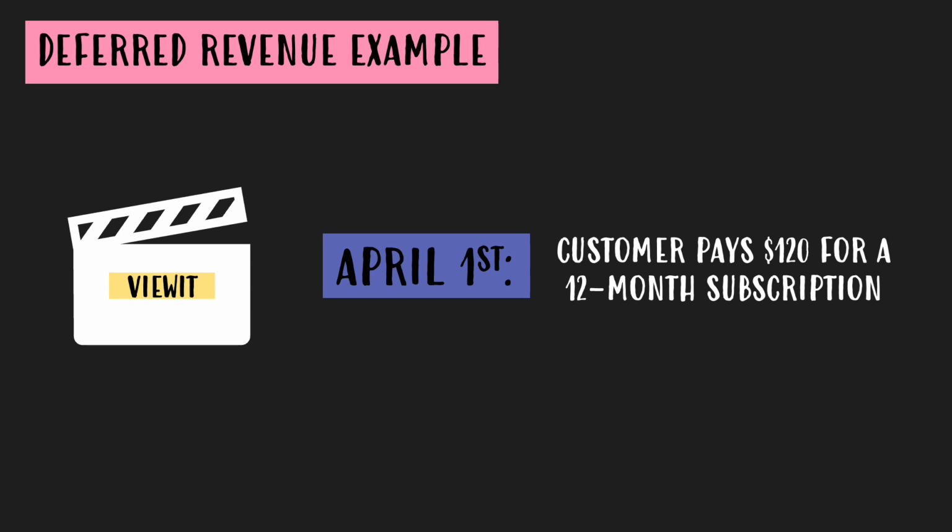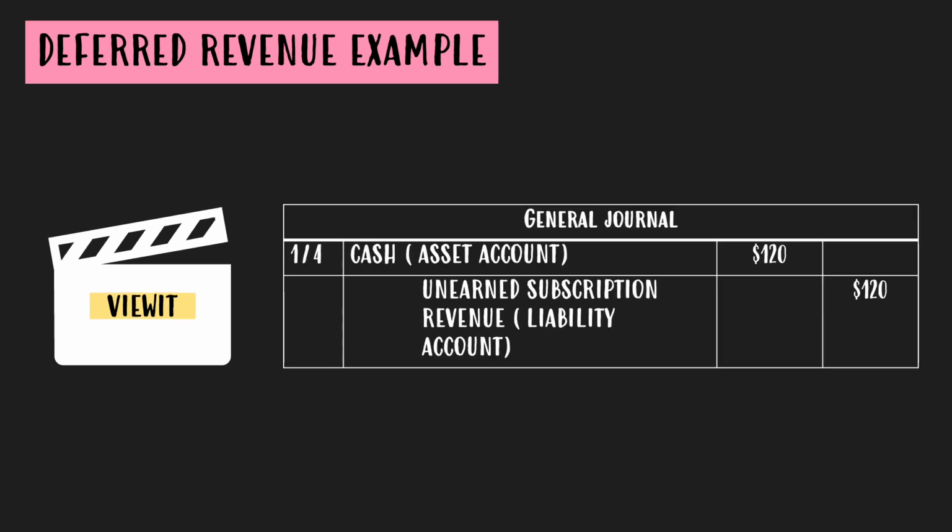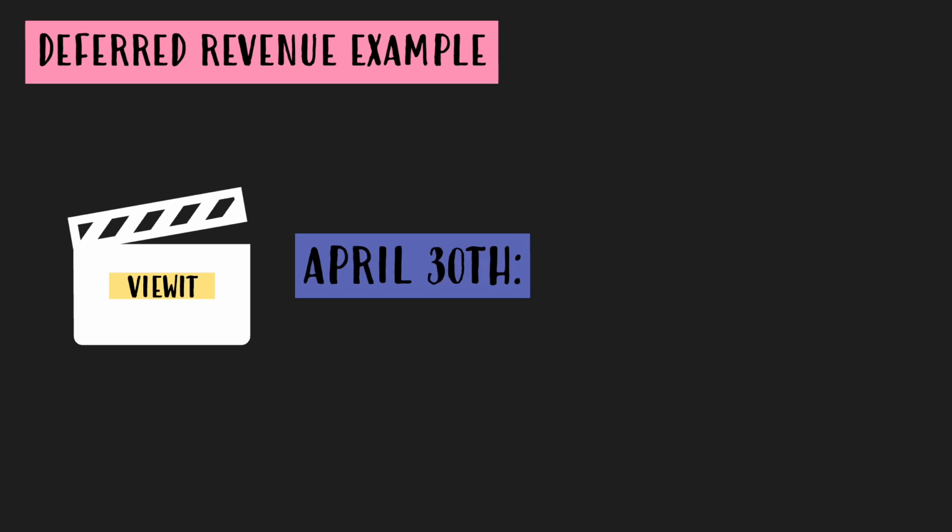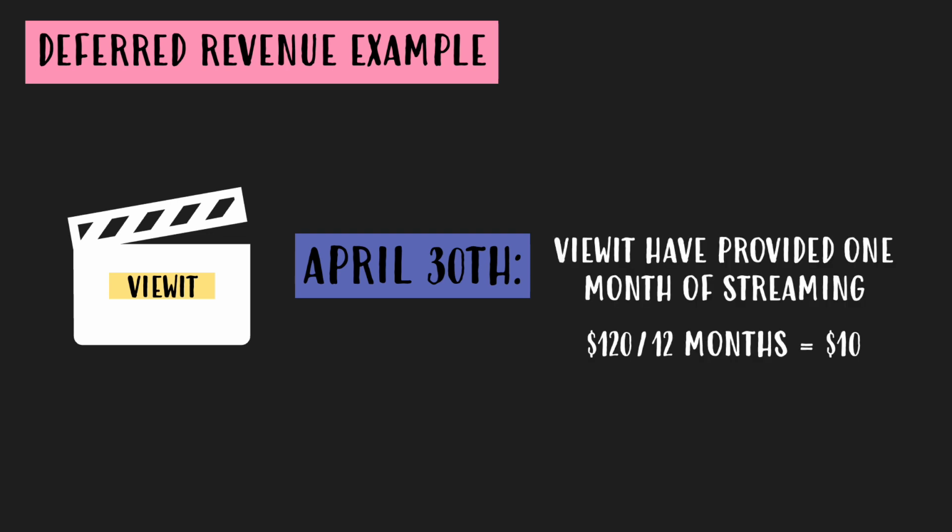Because at the time of payment, the streaming service has not yet been provided to the subscriber, Zeaiter have an obligation to the customer to deliver their service. To record the transaction for receiving the $120, Zeaiter would debit their cash account and credit their unearned subscription revenue account. On the 30th of April, Zeaiter have provided 1 month of their streaming service to the customer and have consequently earned 1 month of revenue.